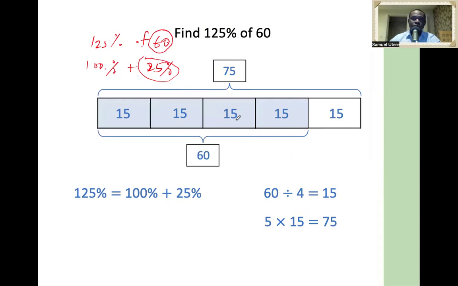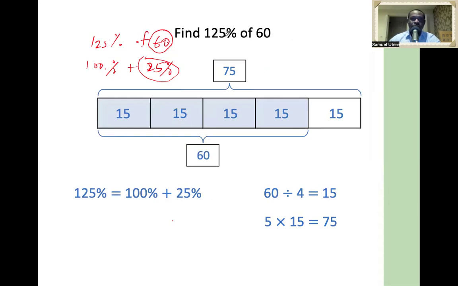So you know how to find 25% by now. To find 25% means to divide by 4. And to divide by 4 means you halve and you halve again. So in this case, if I have 60, that is 30. And if I have 30, again, that would be 15.